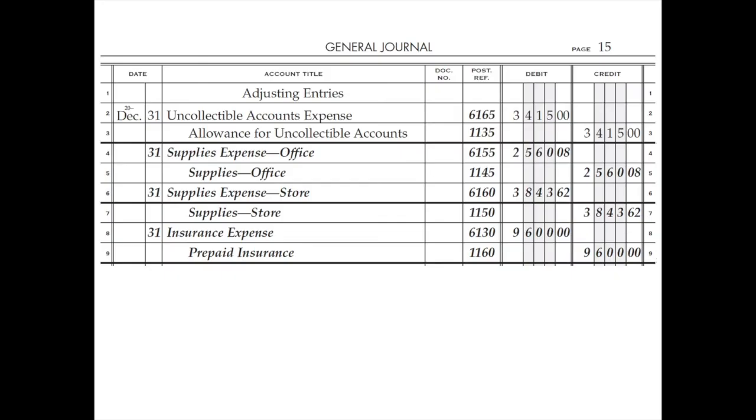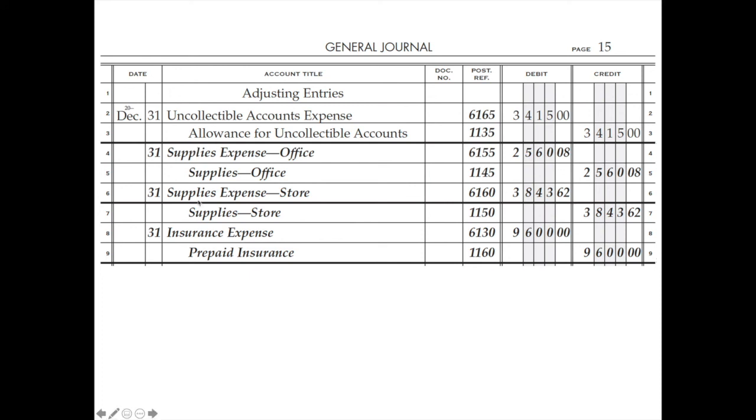When you are done, your adjusting entries should look like this, minus the post reference because we have not posted yet. But again, we have this one from last chapter, and then we have the two supply expenses and our insurance expense. Remember, we're bringing these accounts up to date. Remember, when you buy prepaid insurance, you pay for the insurance and every day you use some up. You don't record every day that you've used up that insurance. So at the end of the fiscal period, you have to adjust that.